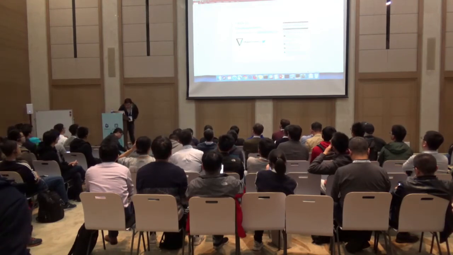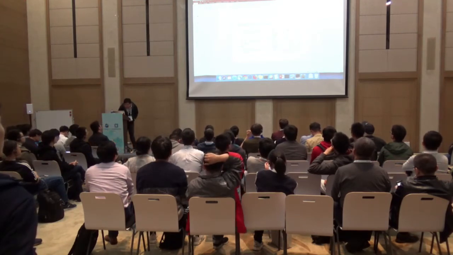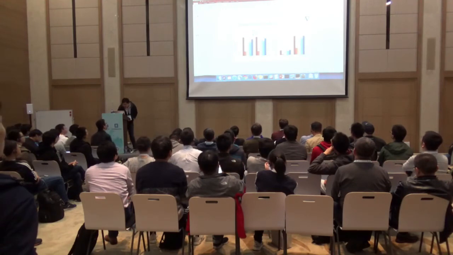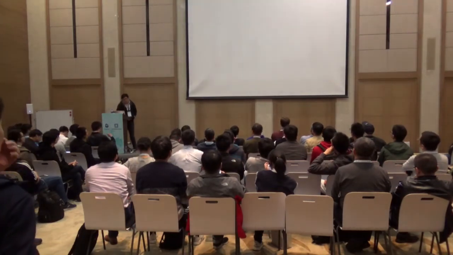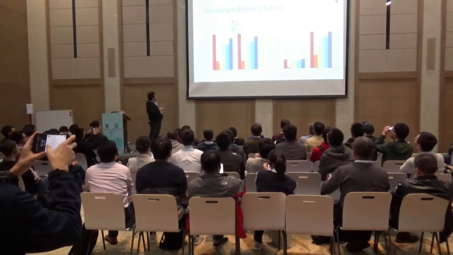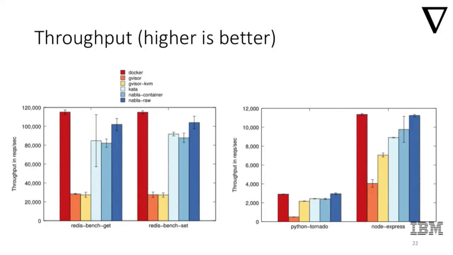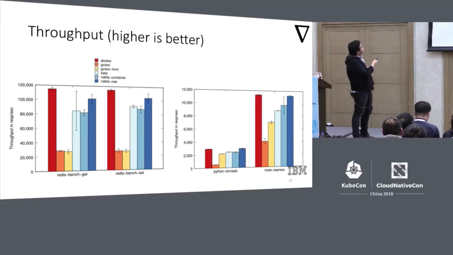Since we talked about performance, these are the performance numbers that we got. This is the Redis benchmark, and this is the Python Tornado and the Node Express. Let me explain this a little bit. The red one is Docker, and just ignore the dark blue one. Then you can see that Kata containers and Nabla containers have a little bit of overhead over here.